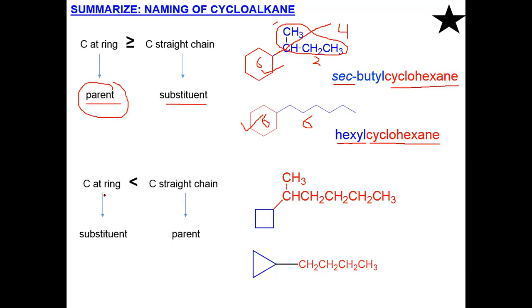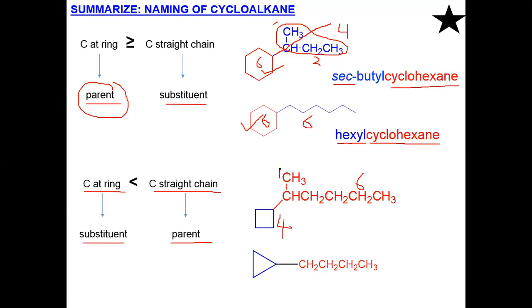Okay. So the other way around. If your straight chain is much larger, you have more carbons in your straight chain compared to the ring, your straight chain will become a parent and your carbon in the ring will become your substituent. Okay, for example, this has 4 carbon in the ring compared to 1, 2, 3, 4, 5, 6 carbon. So you know this will be your parent chain. You see the carbon there is 6. So you know this will be a hexane. And the substituent is at carbon 2.